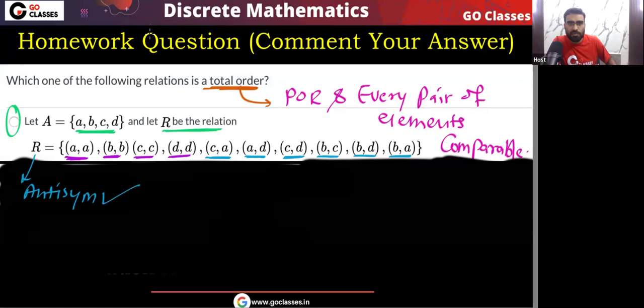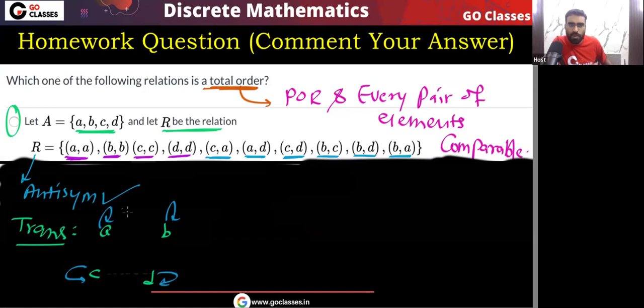Okay. For transitive, what will you do? For transitive, just create the graph. So you can easily see you have A, B, C, D. You can see they have self loops. Everyone has a self loop. Just create the graph for the transitive property. Now you can see C related to A. A related to D. C related to D. So far, the transitive property is satisfied. Yes or no? Next, B related to C.